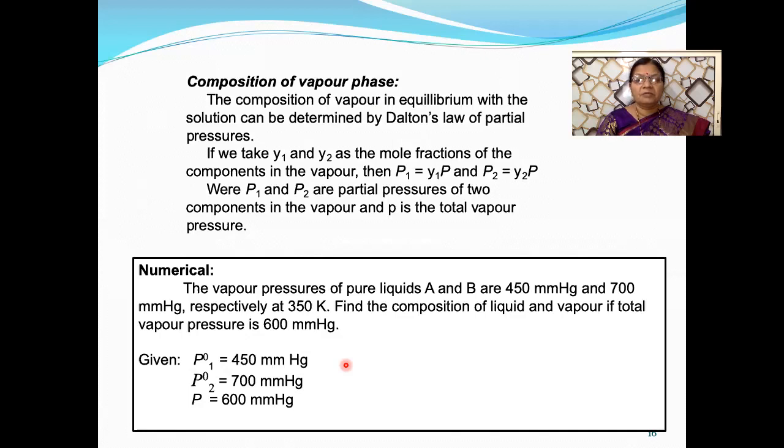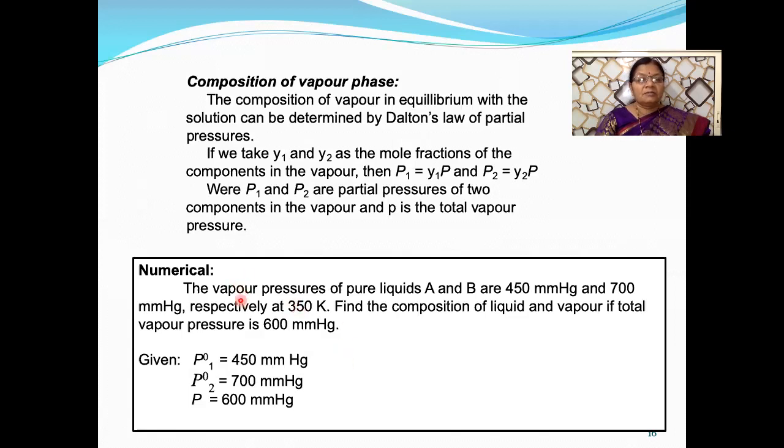Similarly, P2 is equal to Y2 into P, where P is the total vapor pressure. Y1 and Y2 are the mole fractions of the components in the vapor phase. Remember well, P1 and P2 are the partial pressures of both the components. Now, how do we calculate the composition of the vapor phase? It can be well understood by taking a numerical.